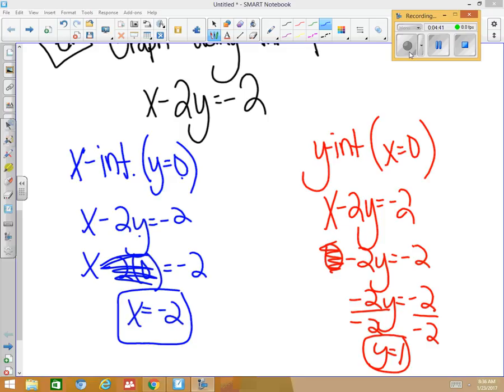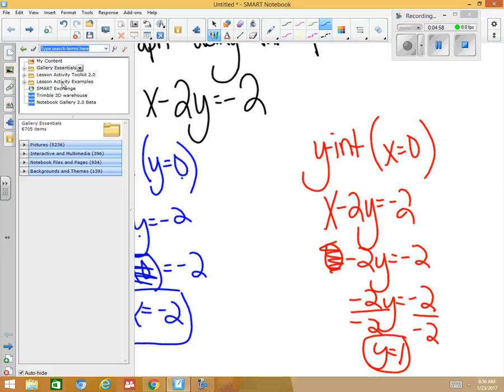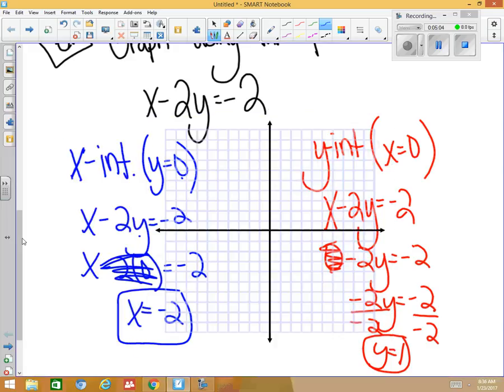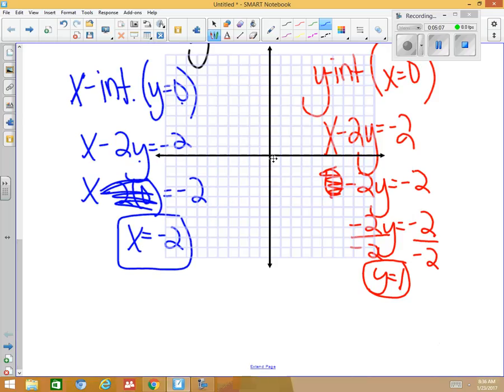Okay. So now two graphs. I have an x and I have a y. Get your graph paper ready. Draw out your coordinate plane. It doesn't have to be long. Same. Good.